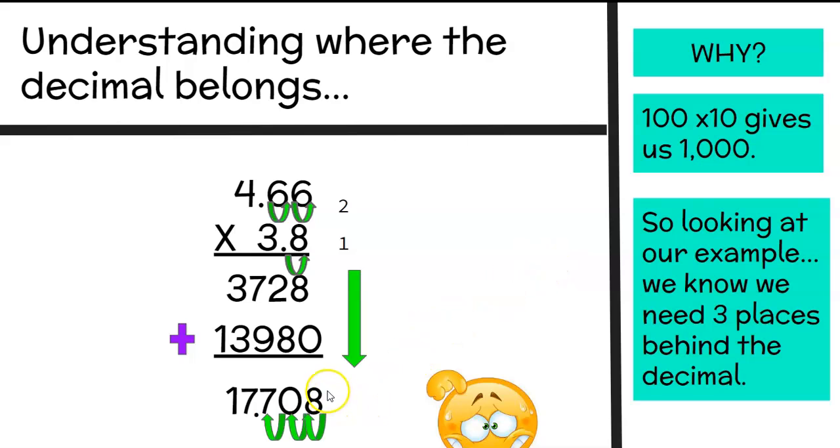So looking at our example, we know we need 3 places behind the decimal. We need 3 decimal places behind where we would put it. So we could stick our decimal here, and we can also check with our is it reasonable questioning. 5 times 4 if you're rounding. Hey, that gives me 20, so it should be close to 20, and we can check ourselves.